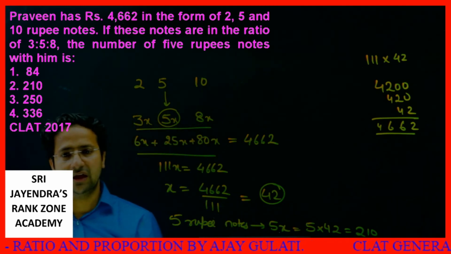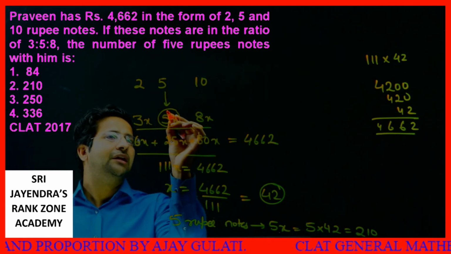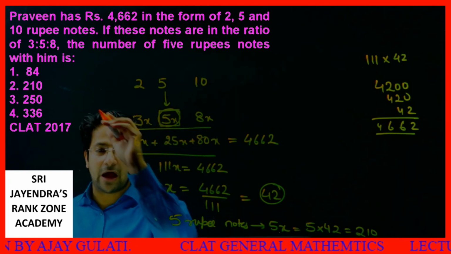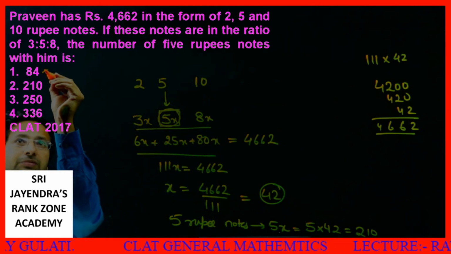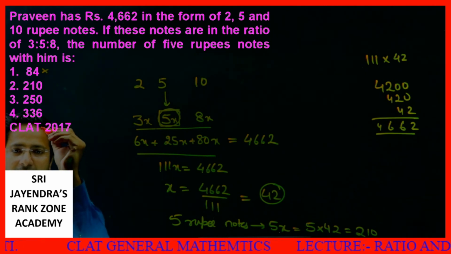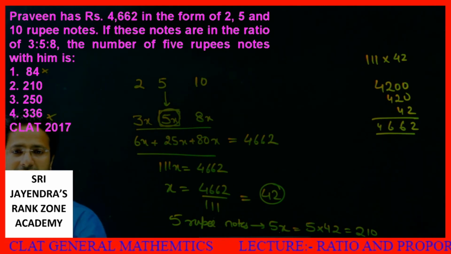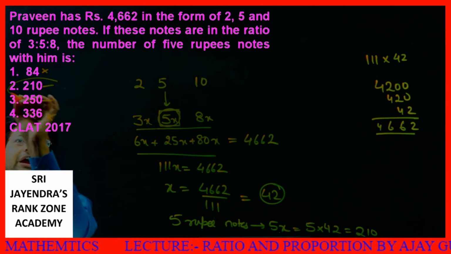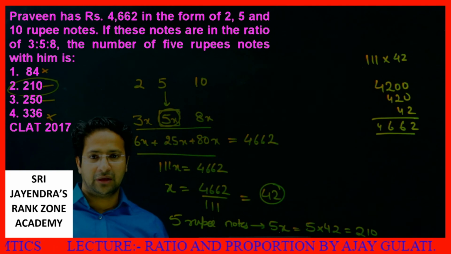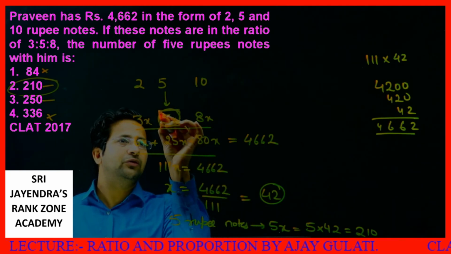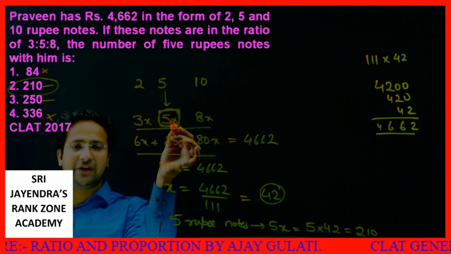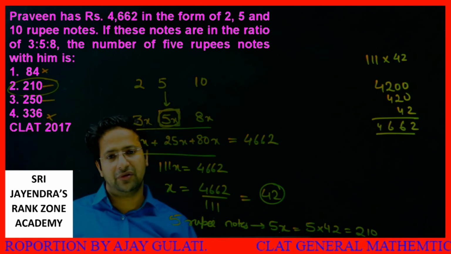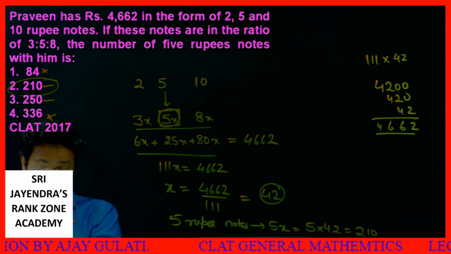This is one way. One more smart way would have been: the number of 5 rupee notes is 5x. 5x means a multiple of 5. How many options are a multiple of 5? This option is not at all a multiple of 5, so this is not possible. 336 is also not a multiple of 5, so this is also cancelled. So I have only two options. I could try with this or this. The moment you try with this, you will get the answer. The number should be divisible by 5. 210 and 250 are the multiples of 5. You could have tried by any of these.